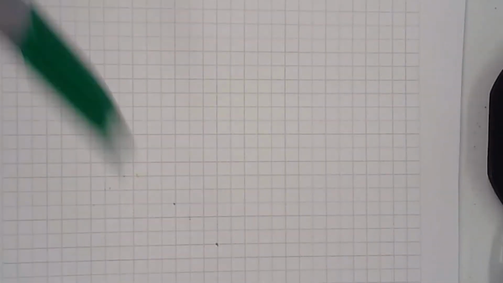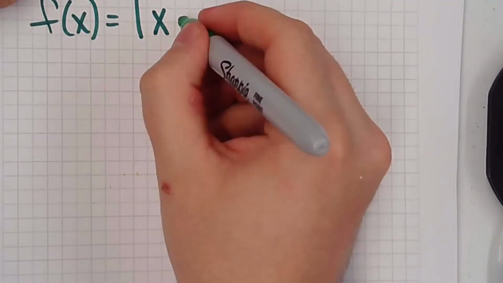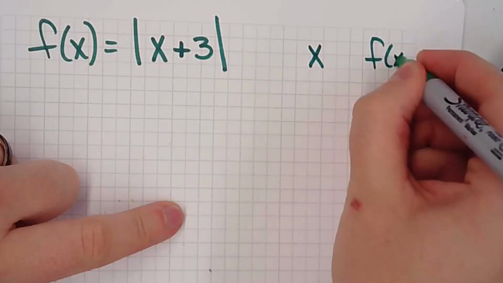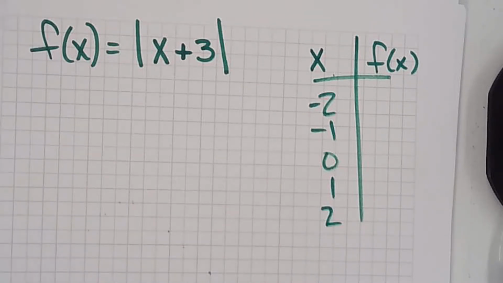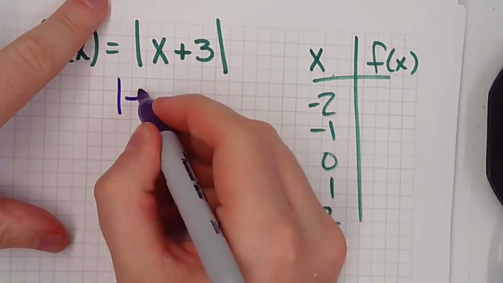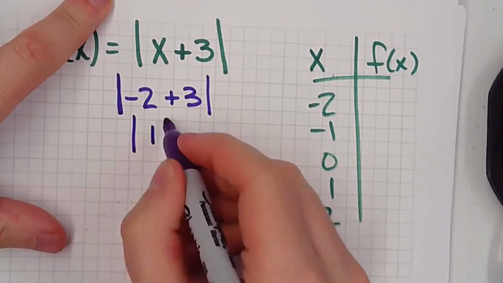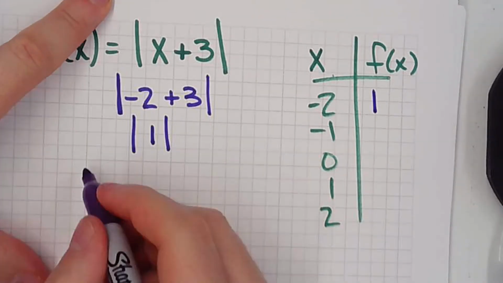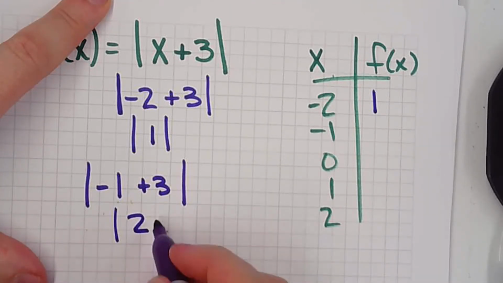So if we do f of x equals the absolute value of x, and let's do plus 3. Let's make our chart. X, f of x. We plug in negative 2, negative 1, 0, 1, and 2. If we plug in negative 2 here, we get negative 2 plus 3. Let me write that out inside the absolute value. So negative 2 plus 3 is 1. And absolute value of 1 is 1. If we do negative 1, we get negative 1 plus 3 inside the absolute value. Negative 1 plus 3 is 2. And we know the absolute value of 2 is just 2.